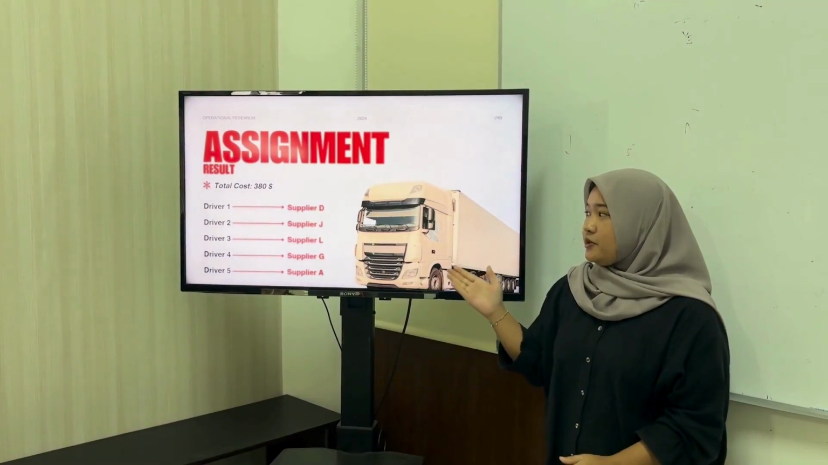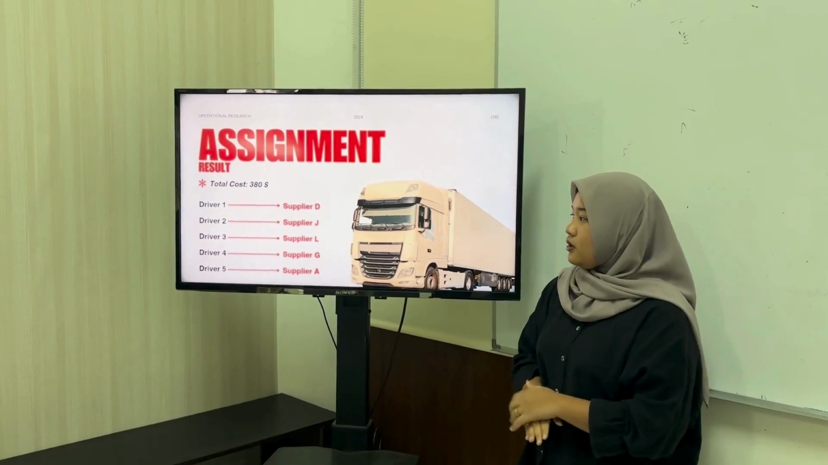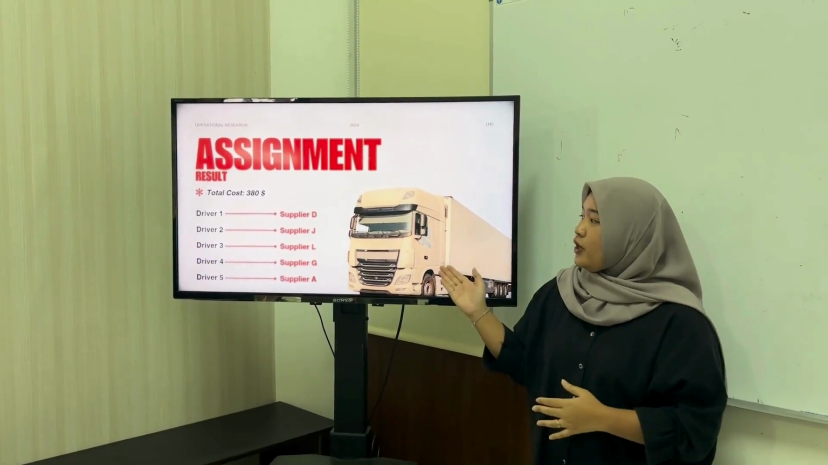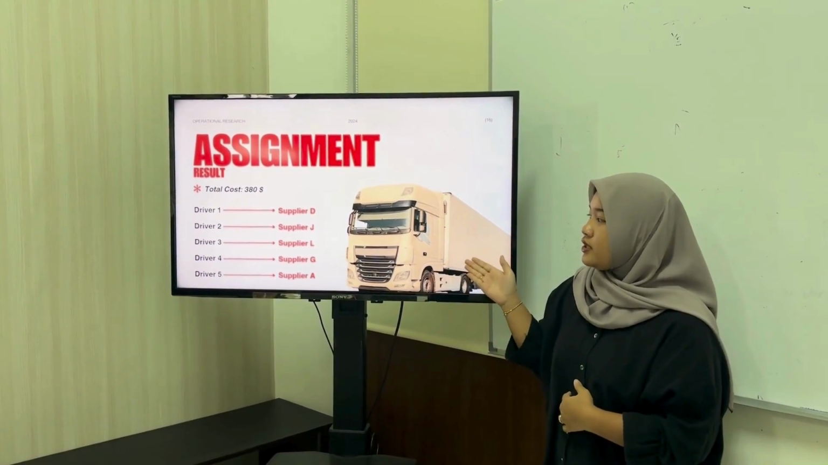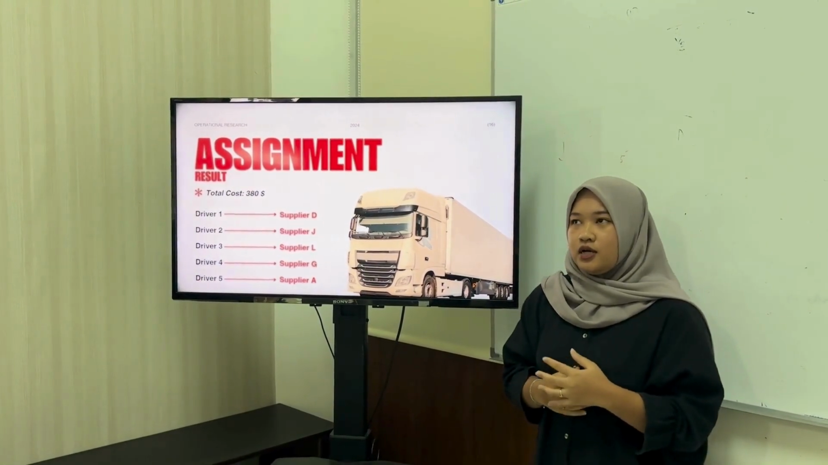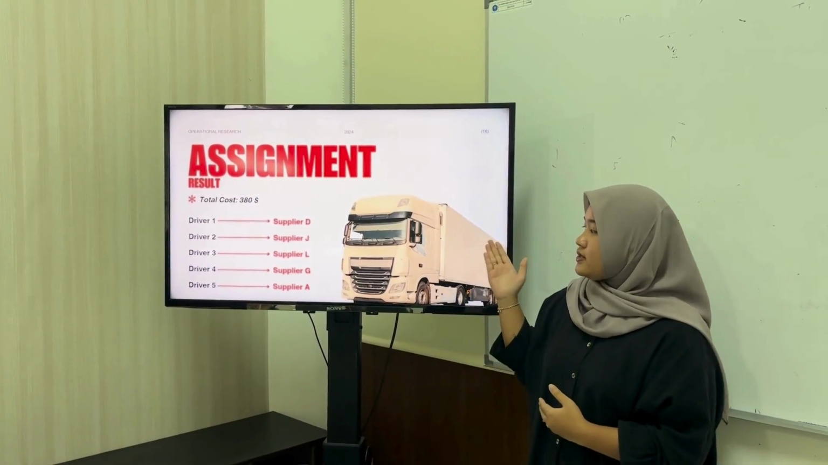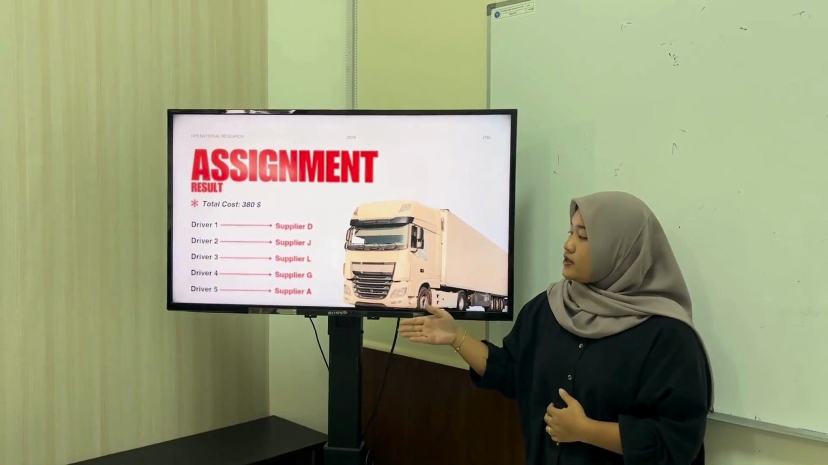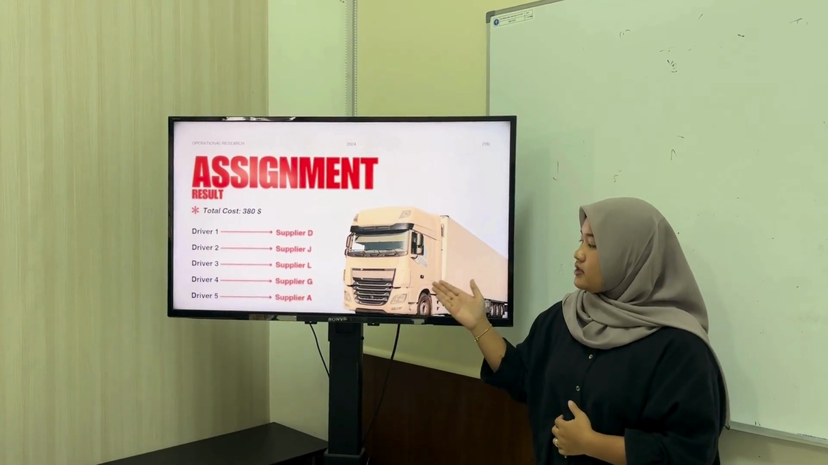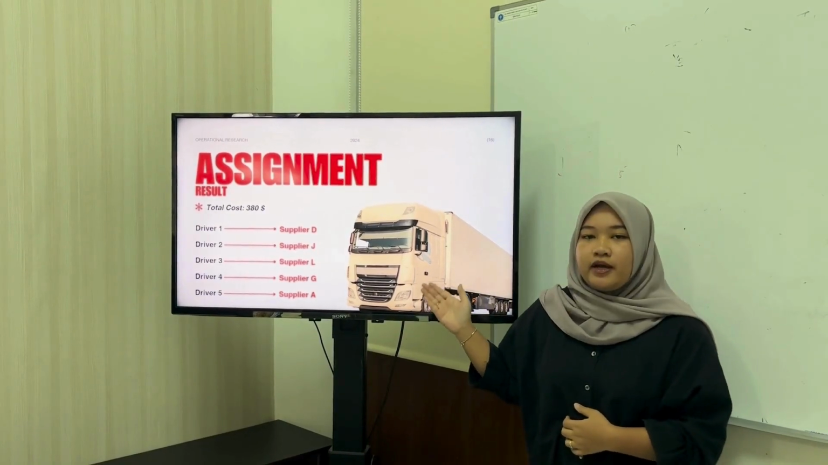Okay, these are the assignment results with each driver assigned to each supplier. We have the total cost here for $380. These are the accumulated costs for the wage cost for each driver. And driver 1 gets supplier D, driver 2 gets supplier J, driver 3 gets supplier L, driver 4 gets supplier B, and driver 5 gets supplier A.